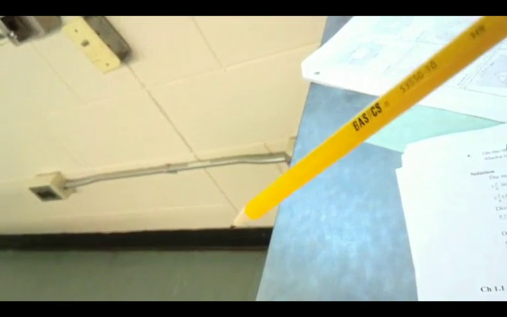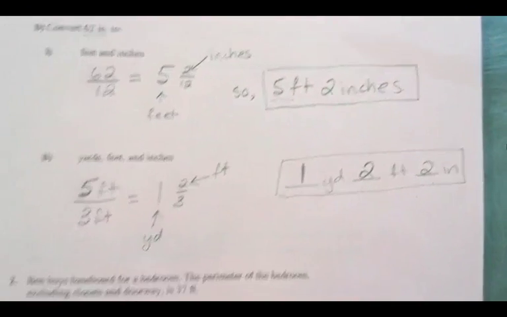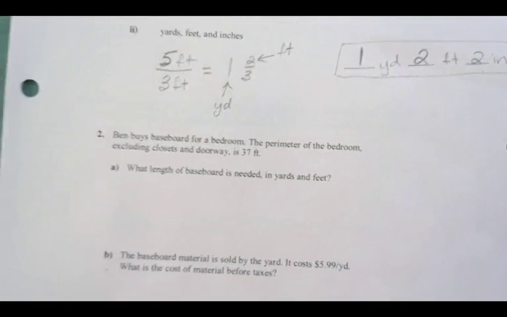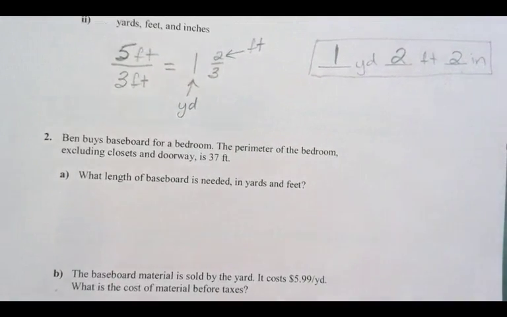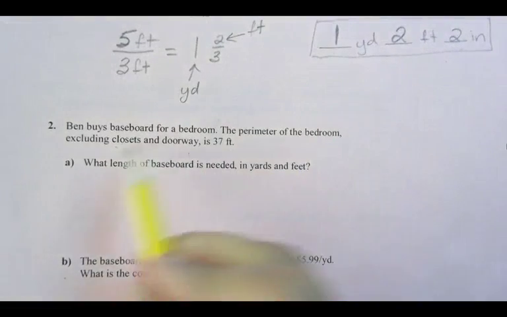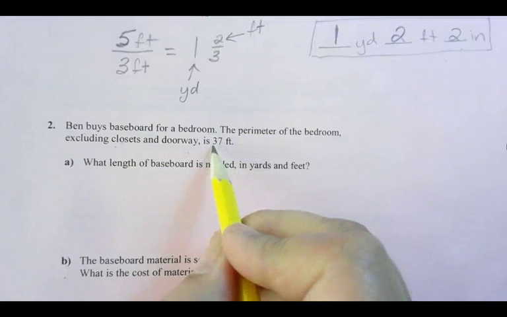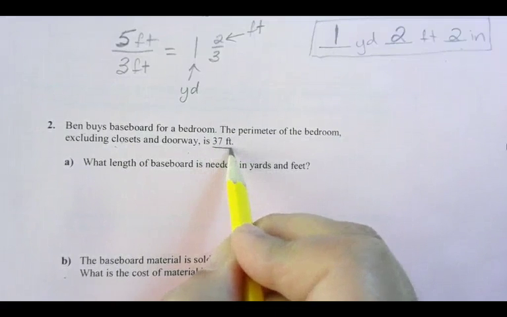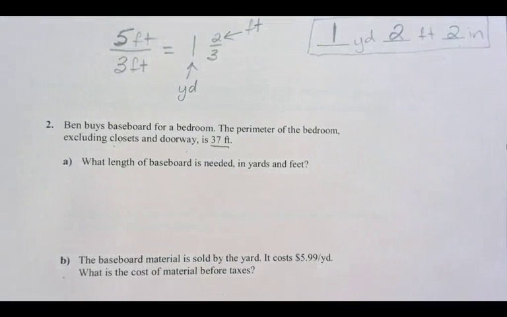Okay, you see where my pencil's pointing to? That black line that goes around the room? That's the baseboard. Now, what do you notice about the doorway? There's no baseboard, right? Because you'd trip if there was baseboard. Now, we don't measure closets or doorways because you don't need baseboard there. And Ben has measured that he needs 37 feet of baseboard.